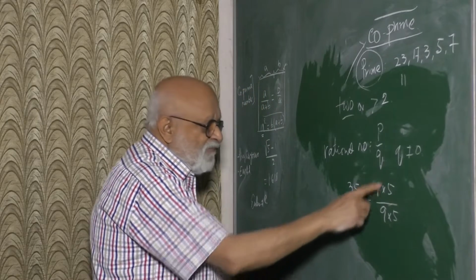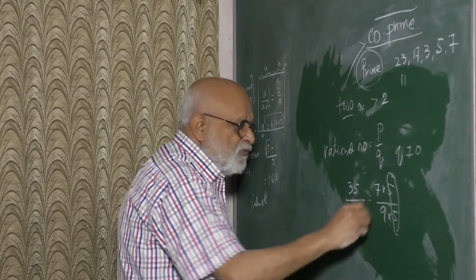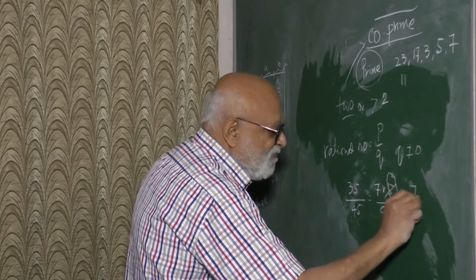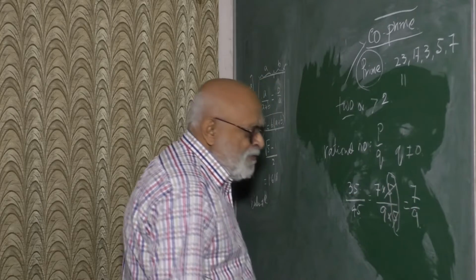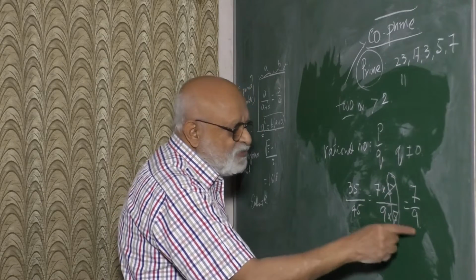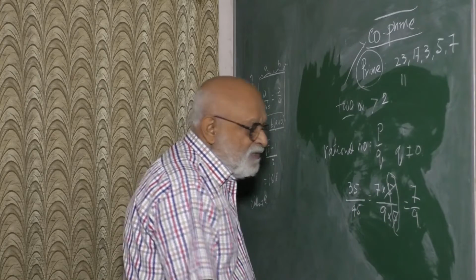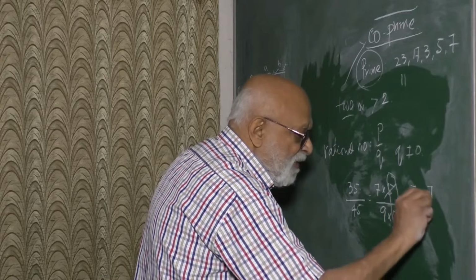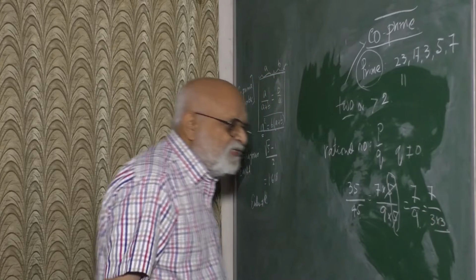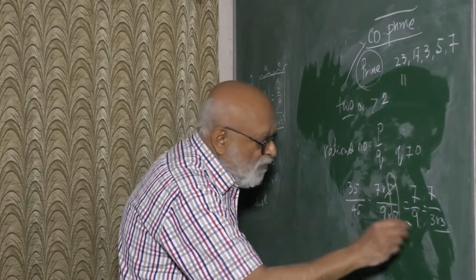So both of them have a common factor, which is that 5 is a common factor. What do we do? We cut on both sides, and then we say this reduces into 7 by 9. Now we cannot reduce it further because there is no factor which is common to both of them. Remember, 7 is a prime, but 9 is not, because this can be factorized into 3 into 3. But we cannot do anything with it because there is no common factor.